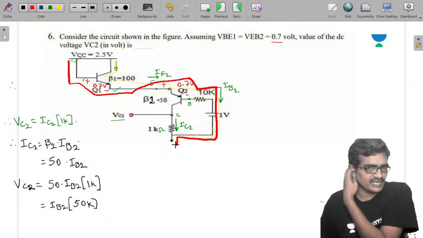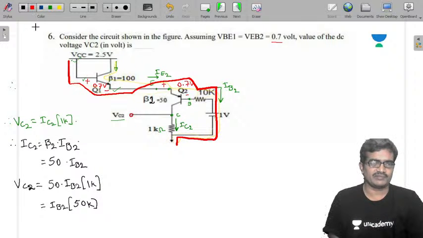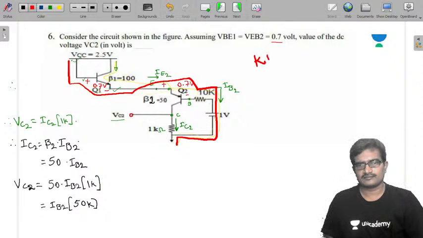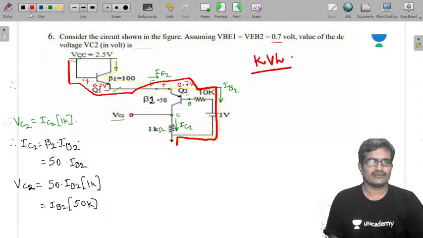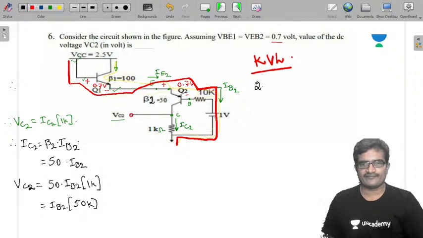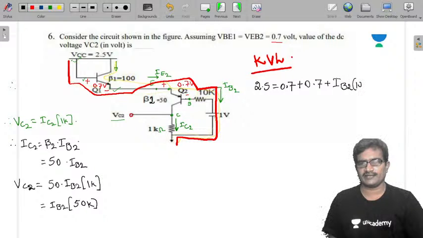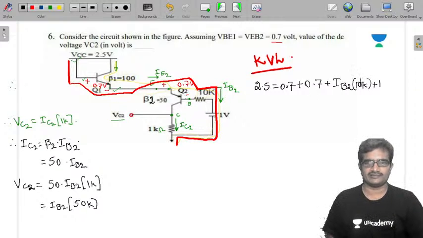Like this. This is the path I am choosing. Now applying KVL to this path. So VCC is 2.5 equals 0.7 plus 0.7 plus 10K into IB2 into 10K plus 1 volt. Now it is 1.4 and it is 2.4.